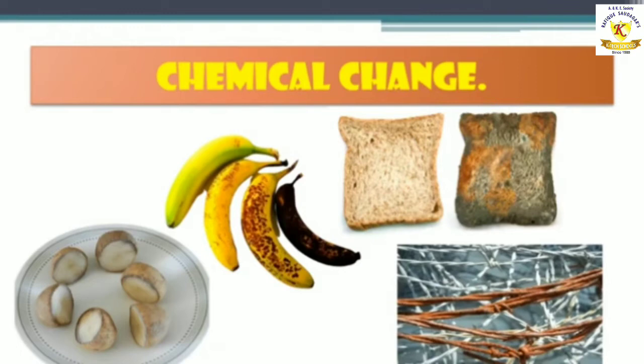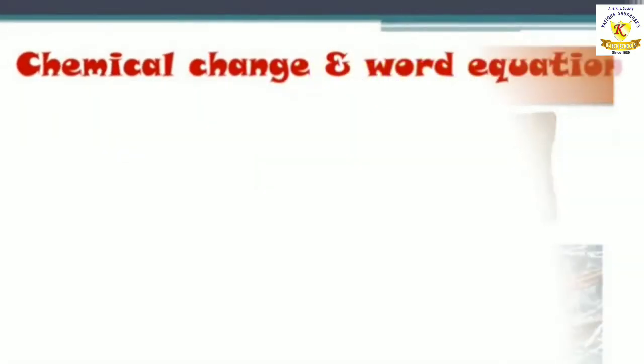The next example you can see here is the rusted iron chain. This also is an example of a chemical change. Due to corrosion, rust is formed on this iron chain.